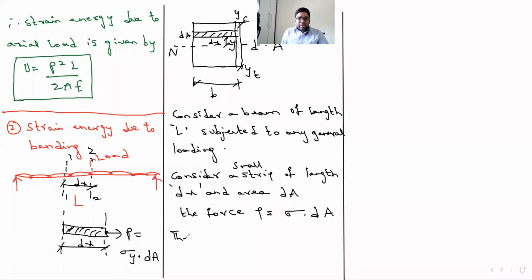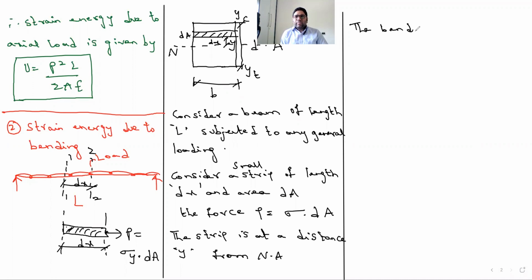The strip is at a distance y from the neutral axis. Okay. Now when we talk about the bending moment in the small strip, what will be there? It will be constant. The bending moment in the small portion is constant.